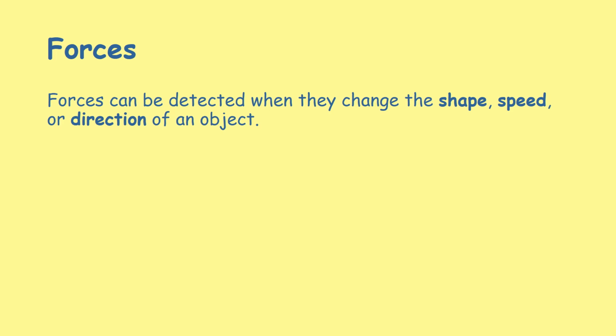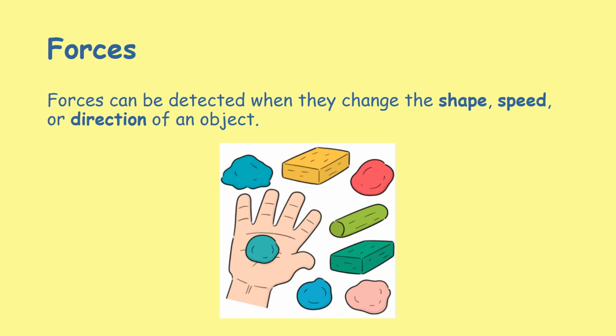We can demonstrate this using some plasticine or Play-Doh. Imagine you are holding some Play-Doh in your hand. You can squash this Play-Doh. This is you changing the shape of it. If you want to change the speed or direction of the Play-Doh, you could throw it.